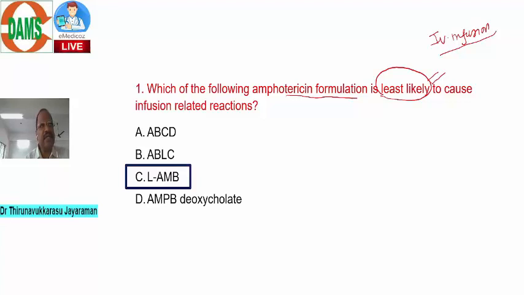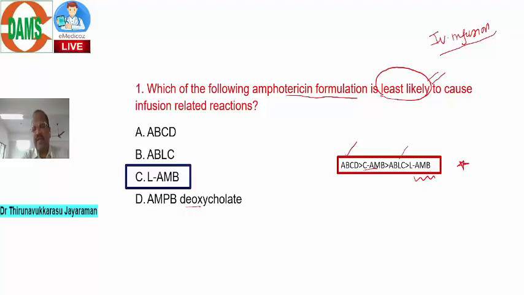See, when you look at the comparison of infusion reactions of various amphotericin B preparations, what the Goodman-Gilman book says is that amphotericin B colloid dispersion has more chances of causing infusion reaction, followed by conventional, that is amphotericin B deoxycholate. Next is amphotericin B lipid complex. And among these, the least reaction is with liposomal amphotericin B. This is one important statement given in Goodman-Gilman, so this question is framed.